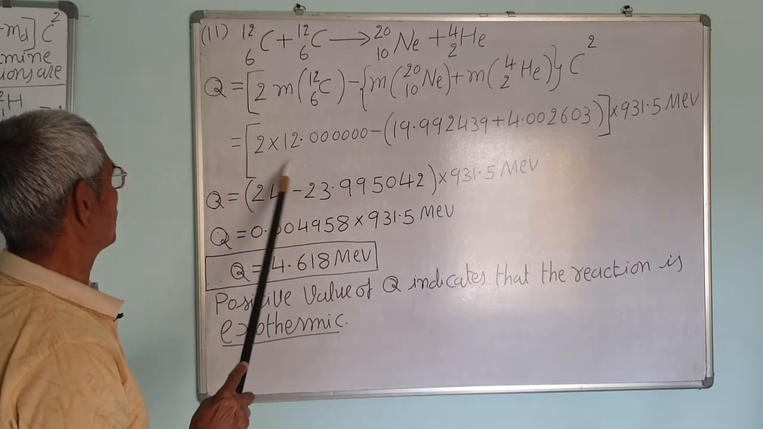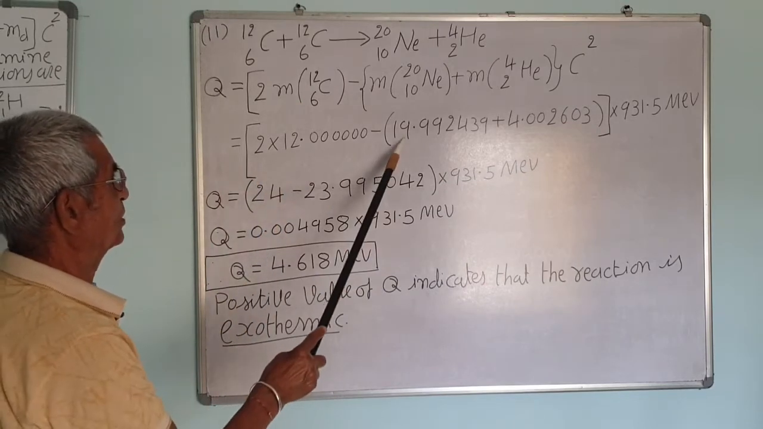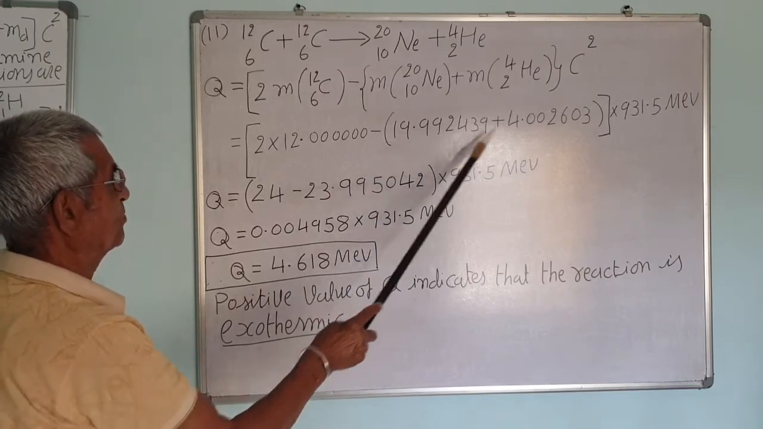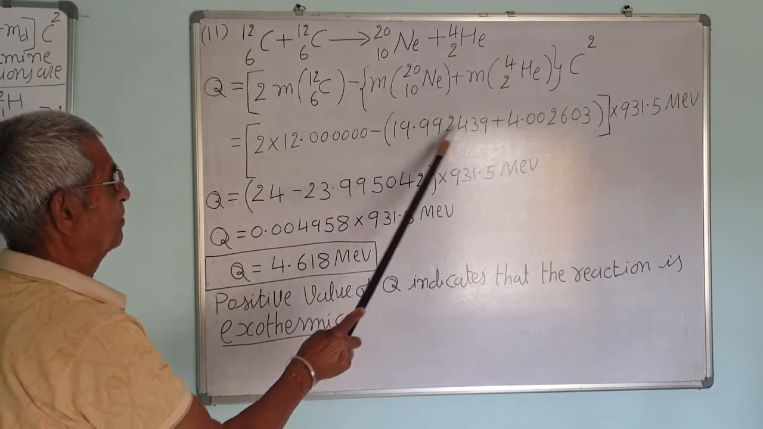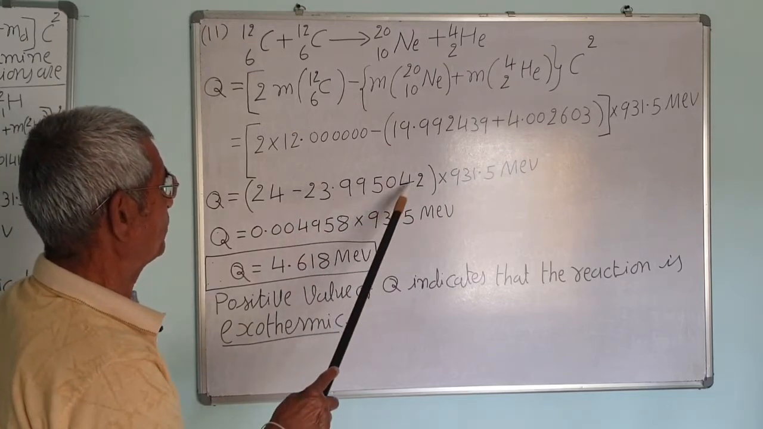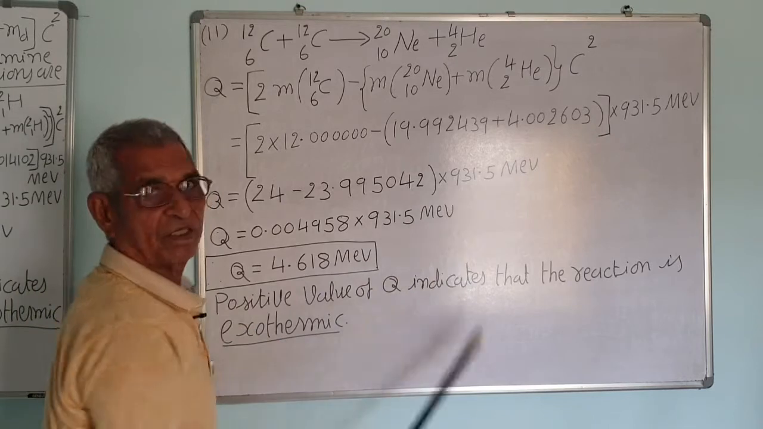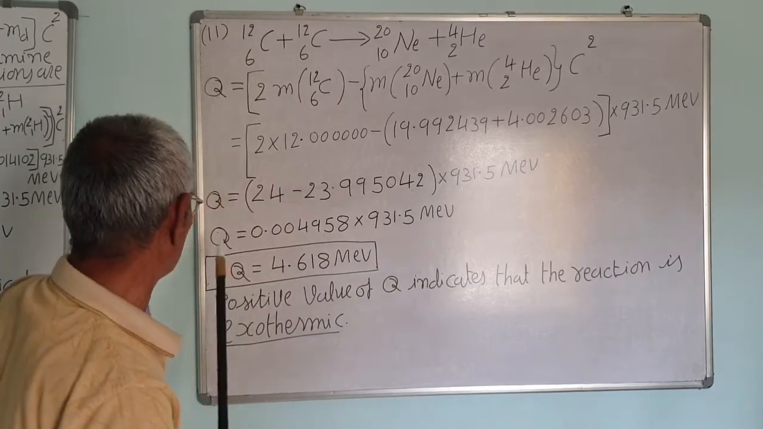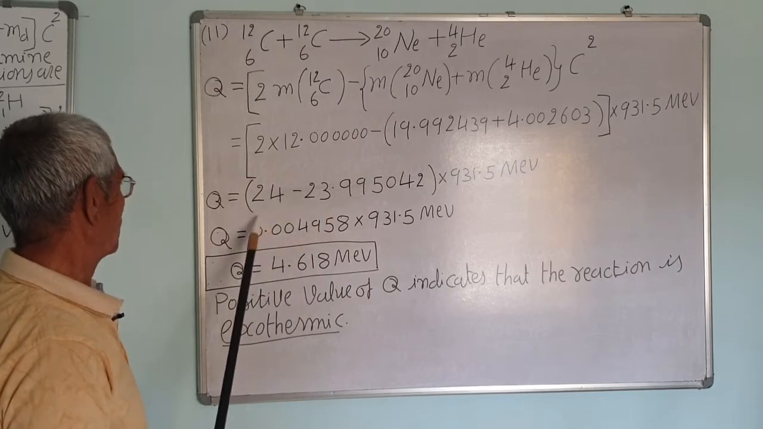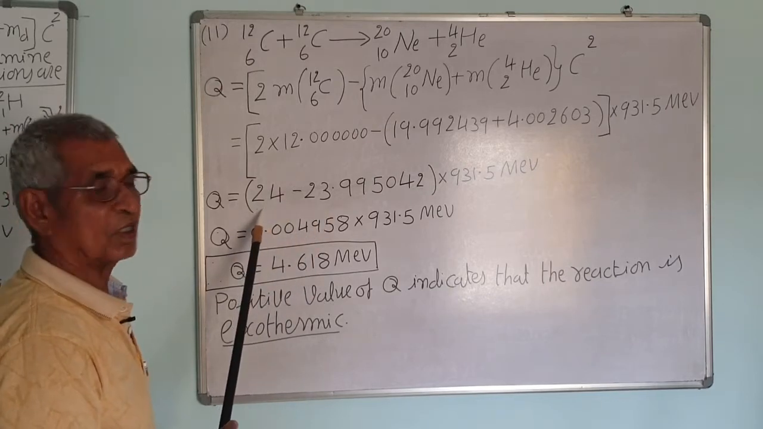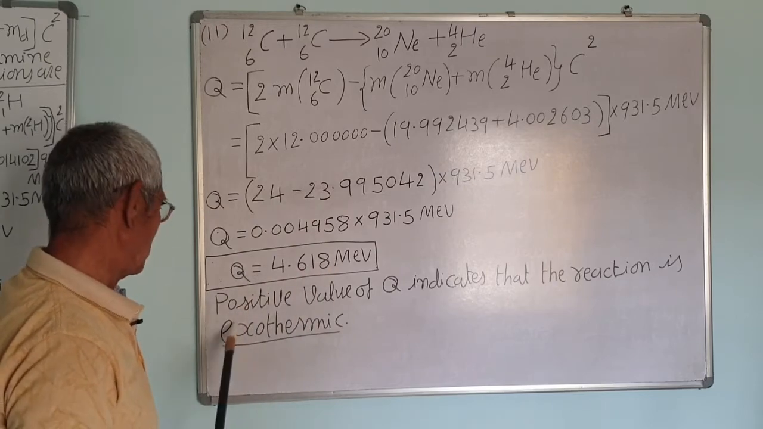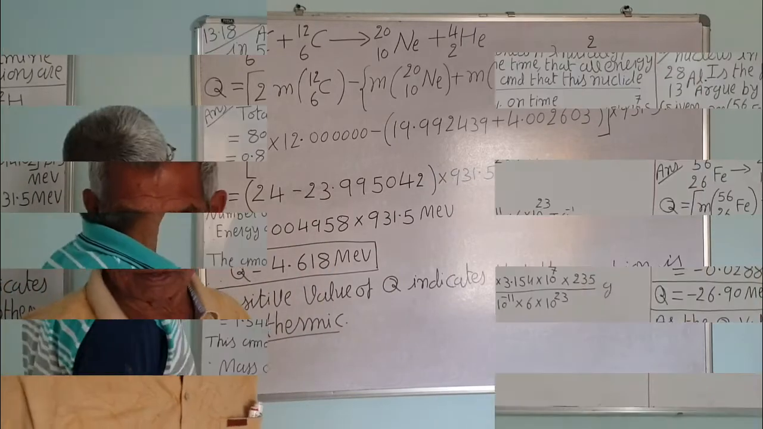So this is equal to 24 minus this addition, 19 plus 4, 23, that is 23.995042, multiplied by 931.5 million electron volt. So Q is here positive, this is more. The energy of the reactant is more than the energy of the product. So Q is positive, that is, it is an exothermic reaction.